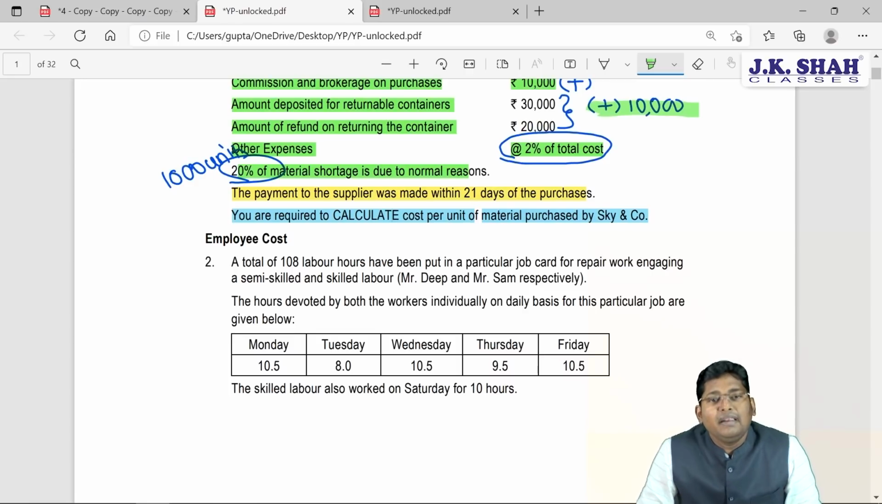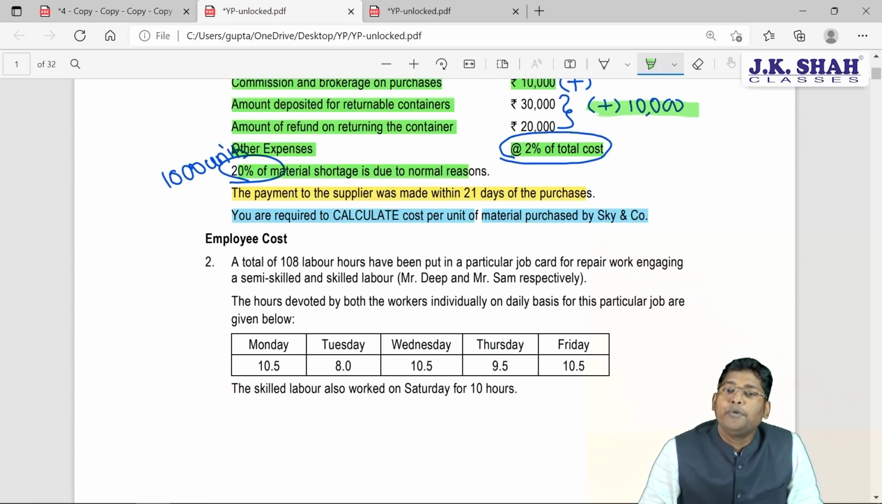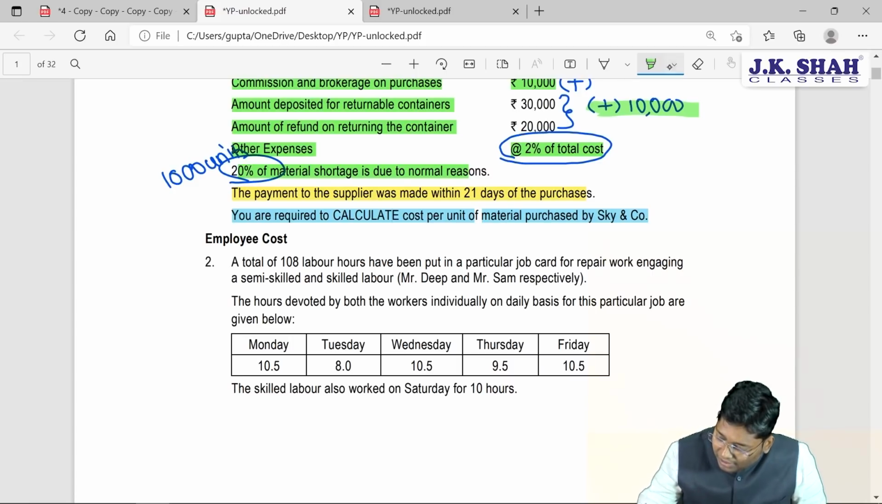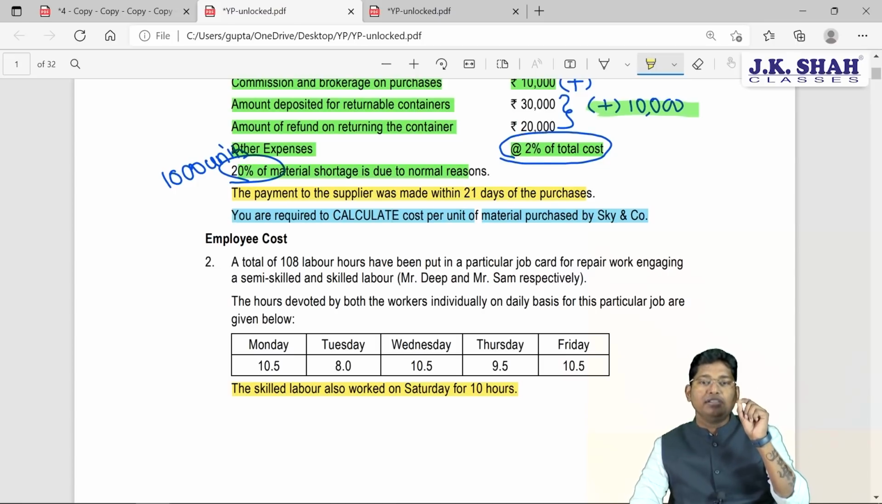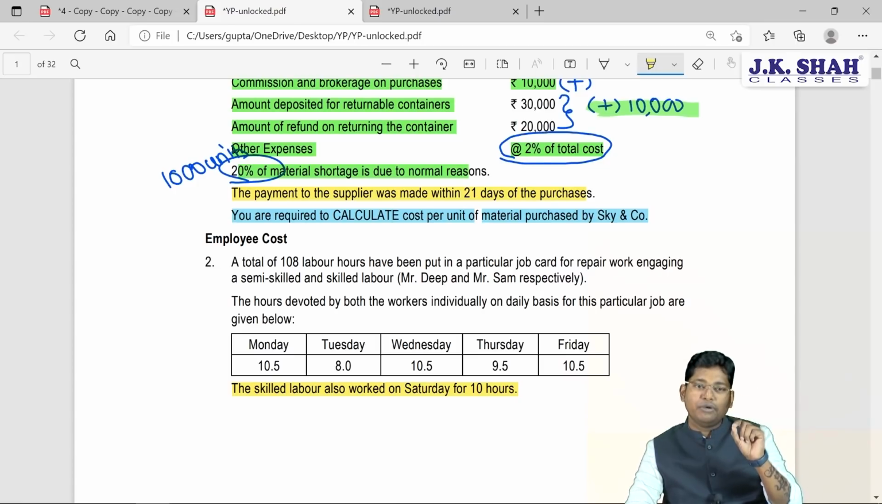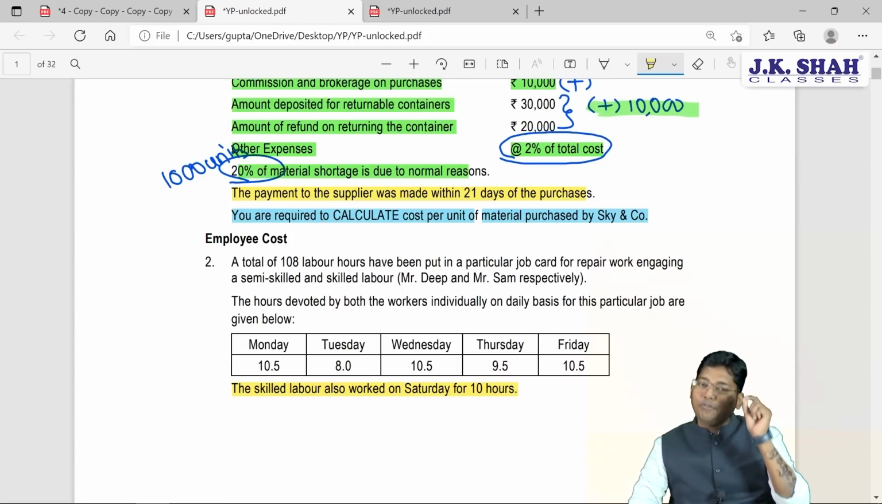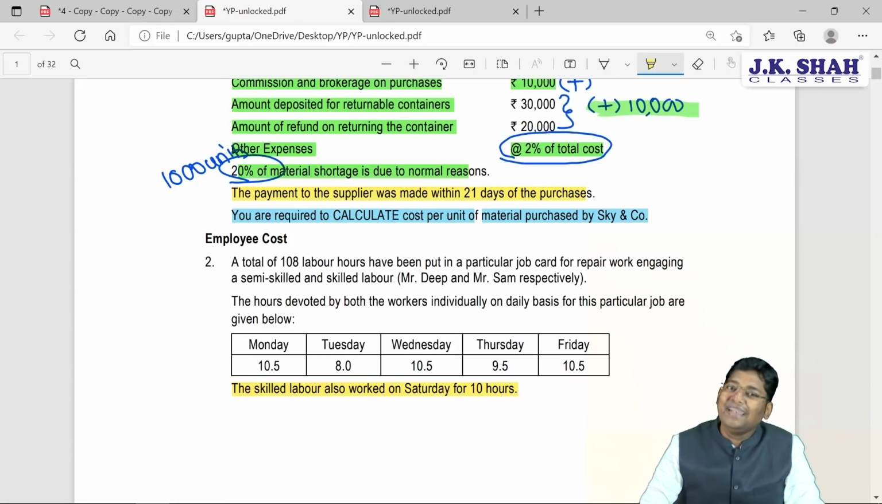Now on Monday, Tuesday, Wednesday, Thursday and Friday, the workers worked 10.5 hours, 8 hours, 10.5 hours, 9.5 hours and 10.5 hours. The skilled laborer also worked on Saturday for 10 hours, a very important point. So these are the individual hours given in the question. Both workers have worked 10.5 hours on Monday, 8 hours on Tuesday, 10.5 hours on Wednesday, 9.5 hours on Thursday, and 10.5 hours on Friday. These are the normal working days of the week.